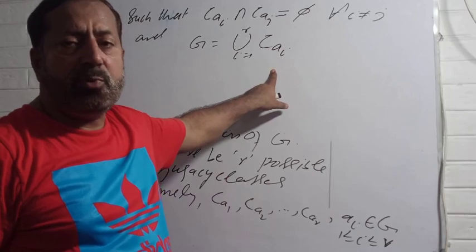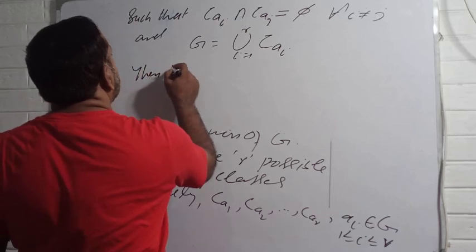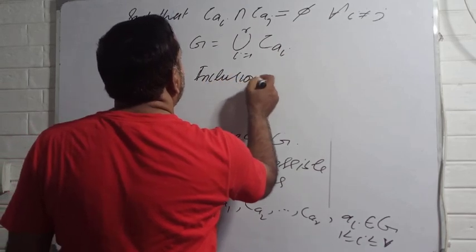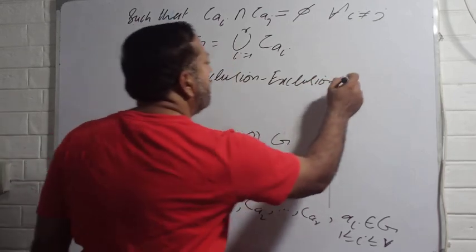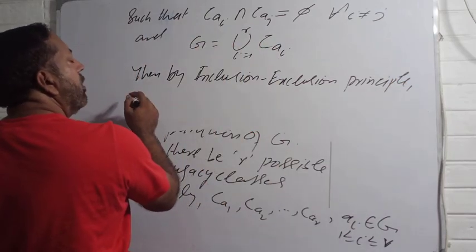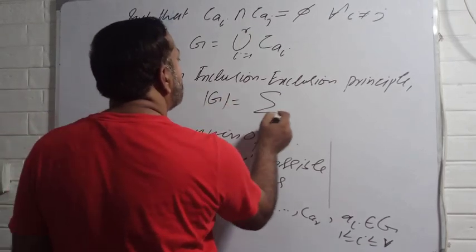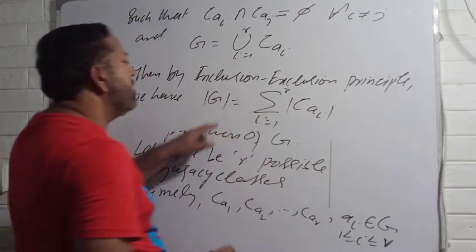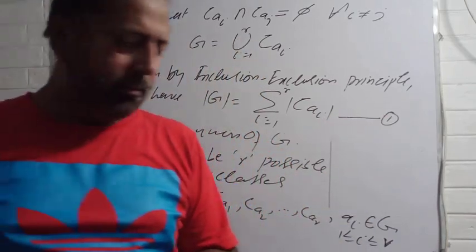Then by the exclusion principle, you can write its order: we have the order of G must be equal to the summation of the orders of CAI, I from 1 to R, which is in fact the classic way. So this is number 1.